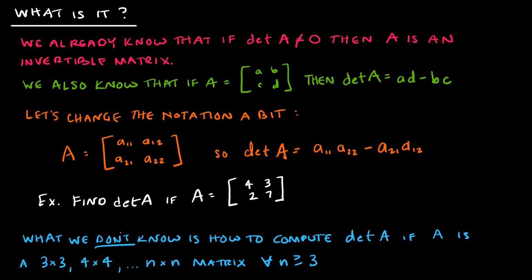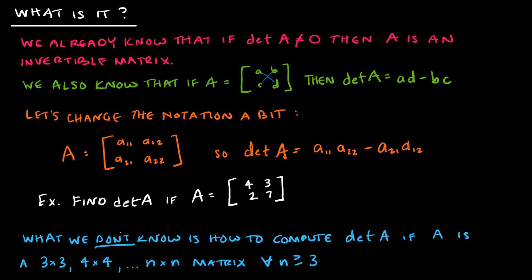So what do we know about determinants? Well, we already know the basics, which is that if the determinant of a matrix A does not equal 0, then A is an invertible matrix. We also know that if we have a 2 by 2 matrix, we can find the determinant by taking the product of A and D and subtracting the product of B and C.